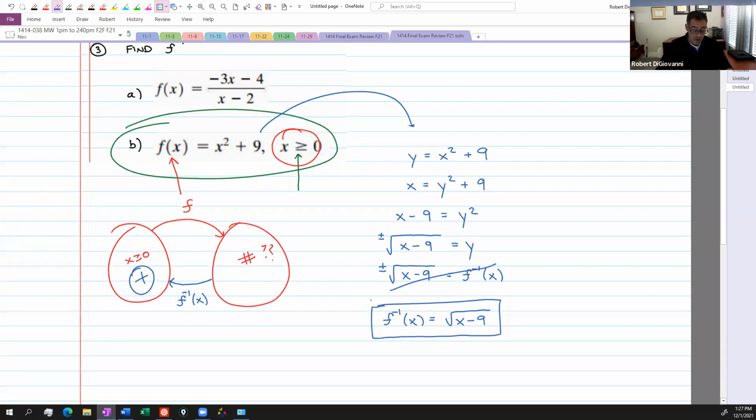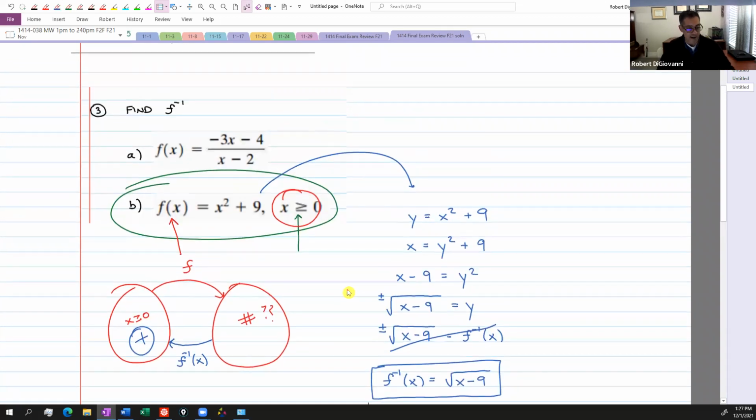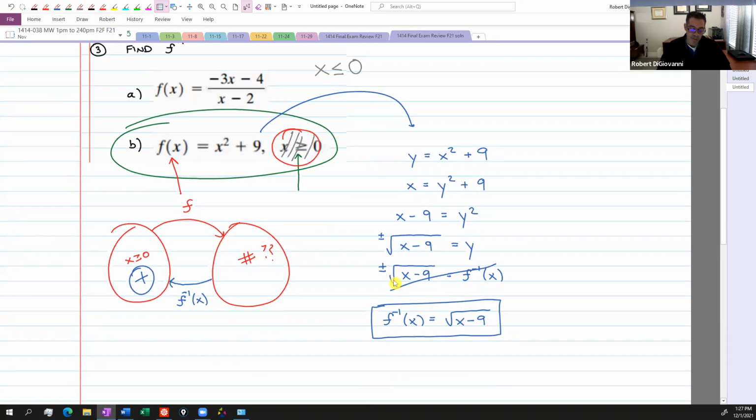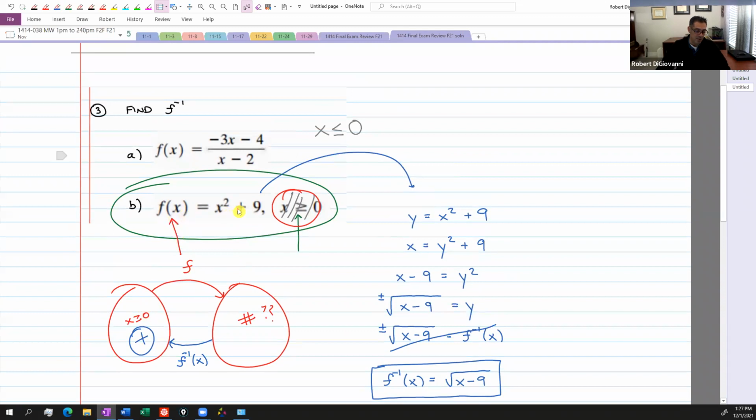Now, just so you understand this, and I make sure you understand this, had the problem originally not been this, had the problem been this instead, then we would have picked the negative one, because the domain of the original function would have been negative numbers, so we would need the inverse function to be spitting out negative numbers, and that means we would want the negative square root. We good?